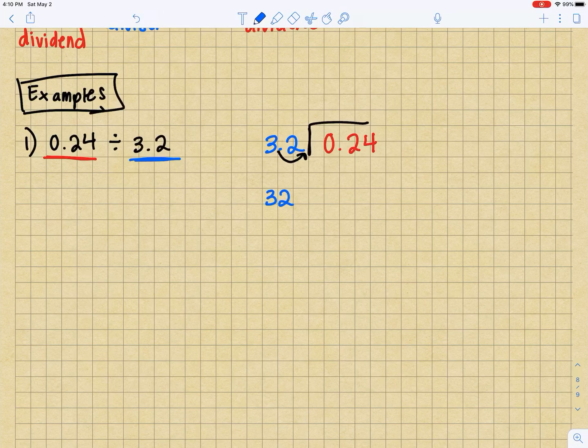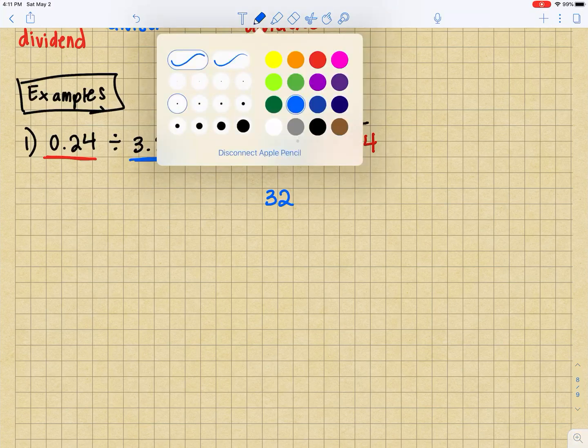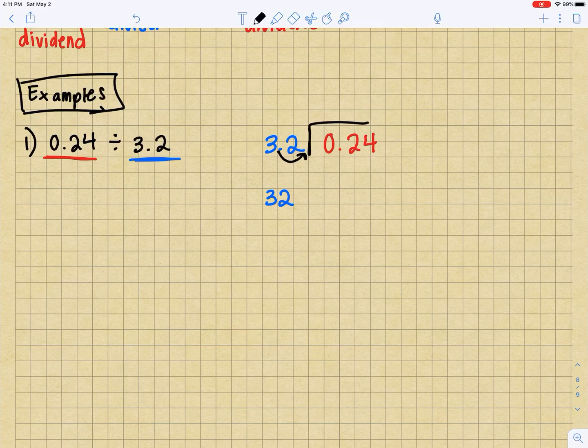Do you know how this happened? Does anyone know how this happened? Let me know in the comments if you do. How did I make 3 and 2/10 into 32? I'll also tell you about it here. What's nice is that if I multiply 3 2/10 by 10, I get 32.